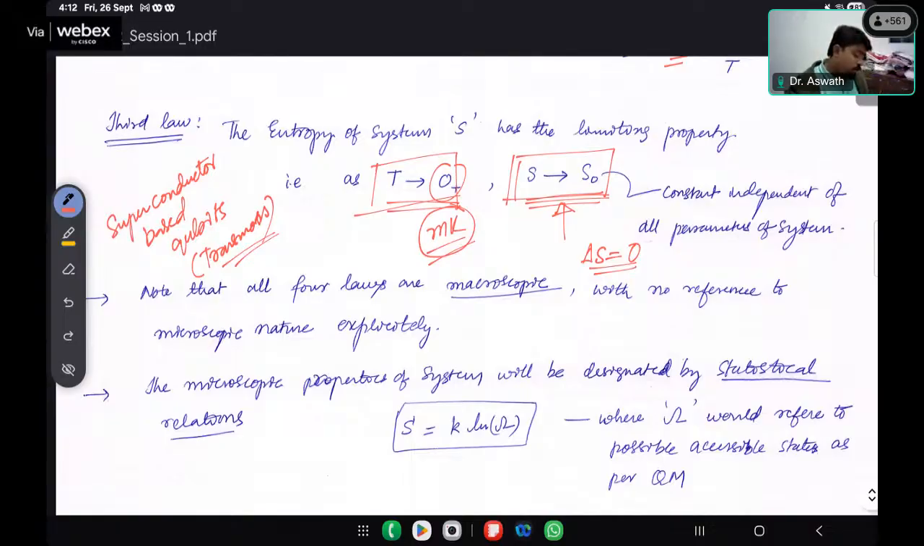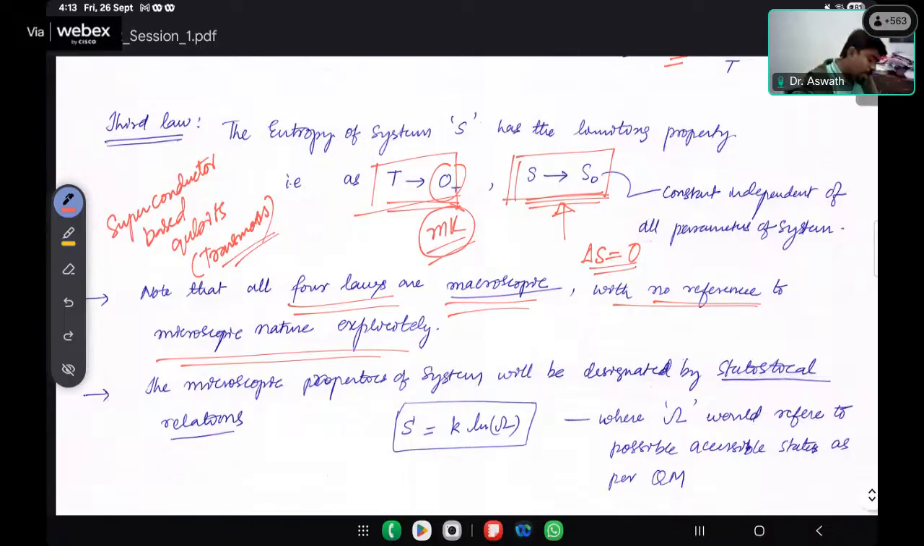Right? So note that all four laws are macroscopic, meaning they deal with large systems, a collection of microscopic systems, with no explicit reference to microscopic nature. But still we can incorporate and understand the system behavior together, like a few microscopic systems together, three spin systems together. We can use all three or four laws to understand and use for our effect.